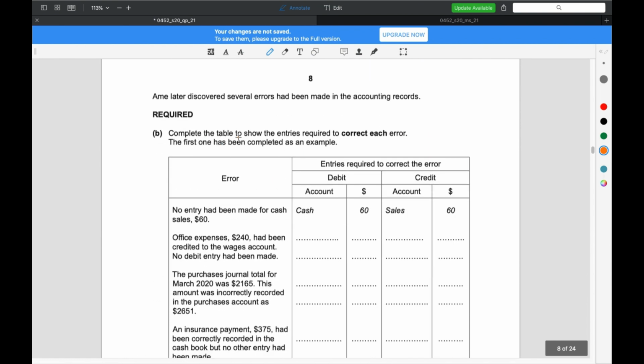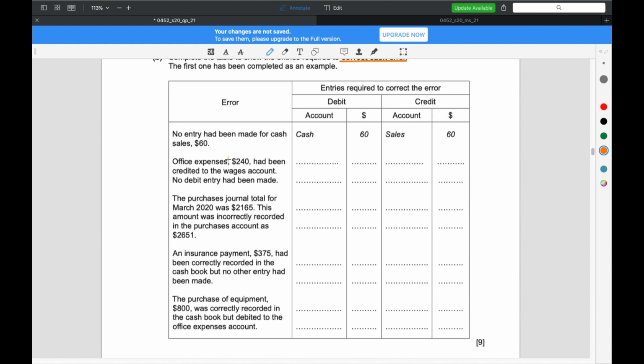Part B, he says complete the table to show the entries required to correct each error. Some errors have been made in the accounting records, and the first one has been completed as an example. All right, so we don't need to see that.